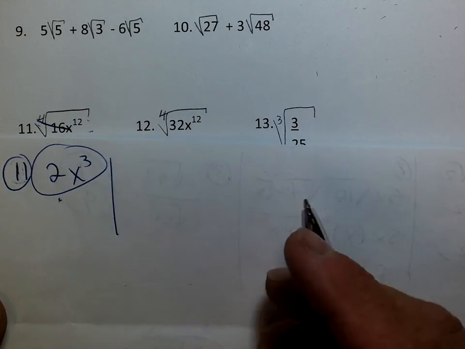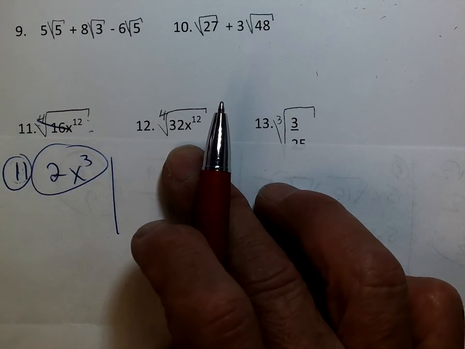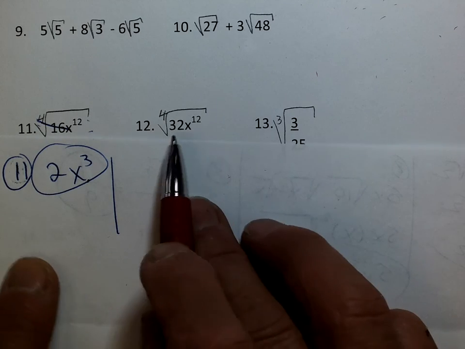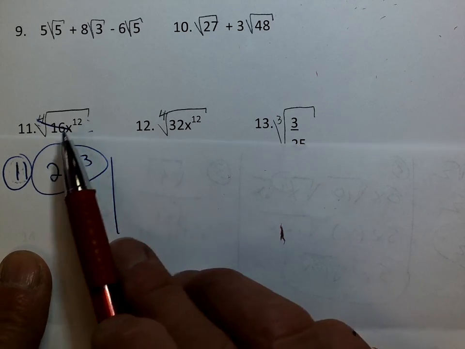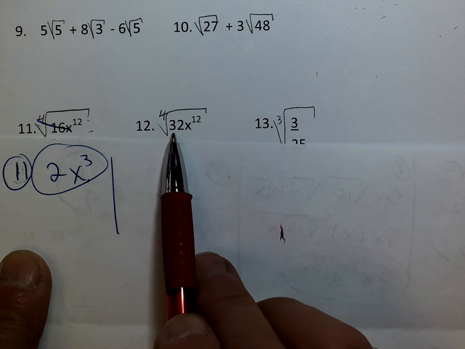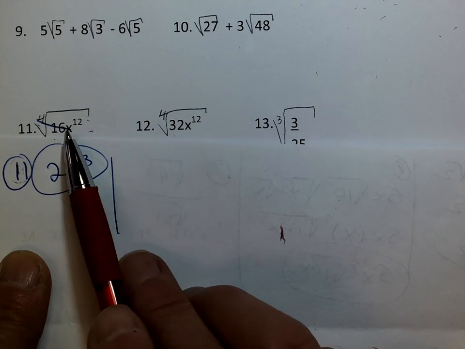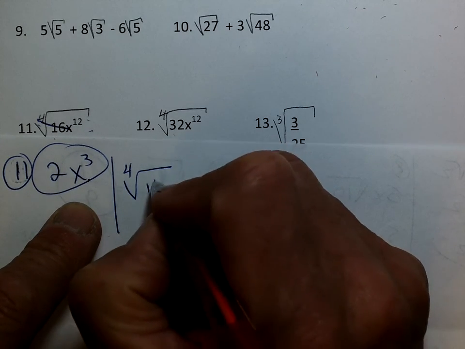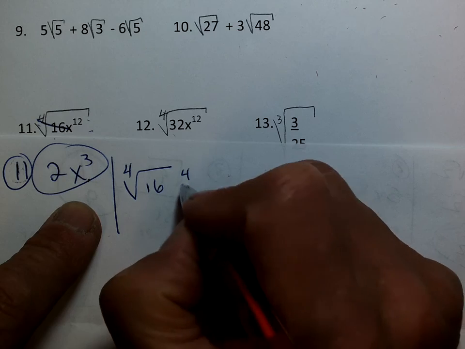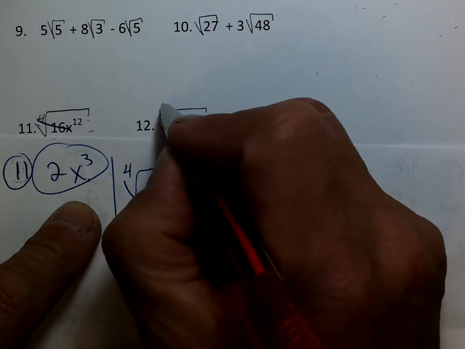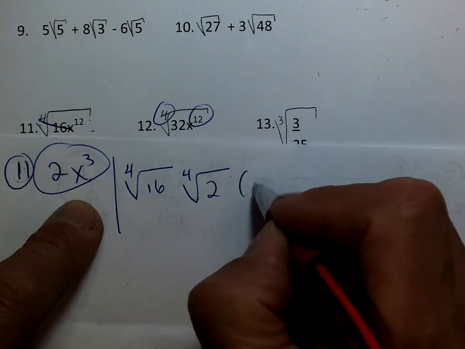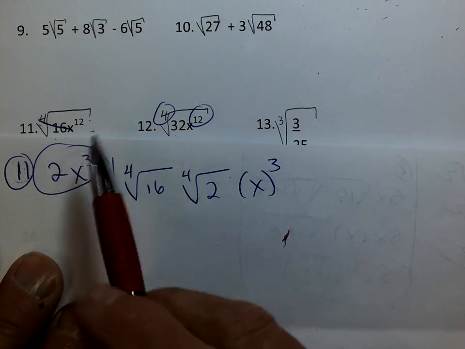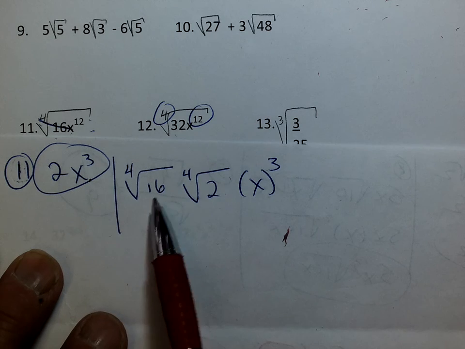Now, 12 gives you a hint for 11. Well, I'm sorry, I'll say it the other way. 11 gives you a hint for 12. 32 is not a perfect 4th root, but 16 is, isn't it? So I'm going to rewrite this as the 4th root of 16 times the 4th root of 2. And then I'm going to take a 4th of that and make that x to the 3rd. Okay? The hint, I knew there was a 4th root of 16, so I wrote 16 times 2.